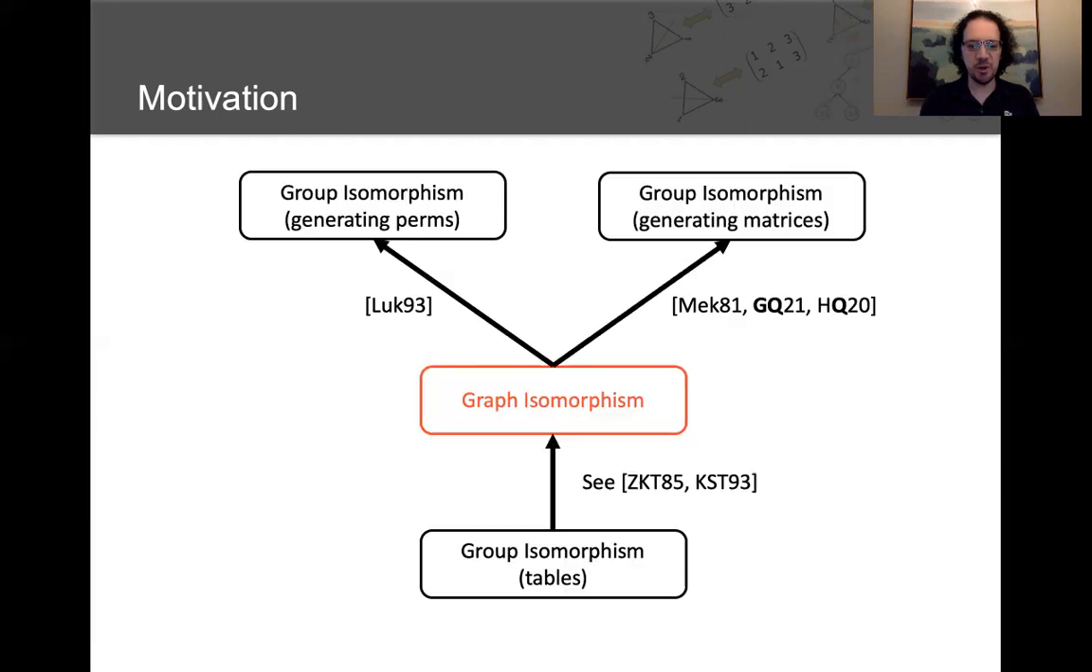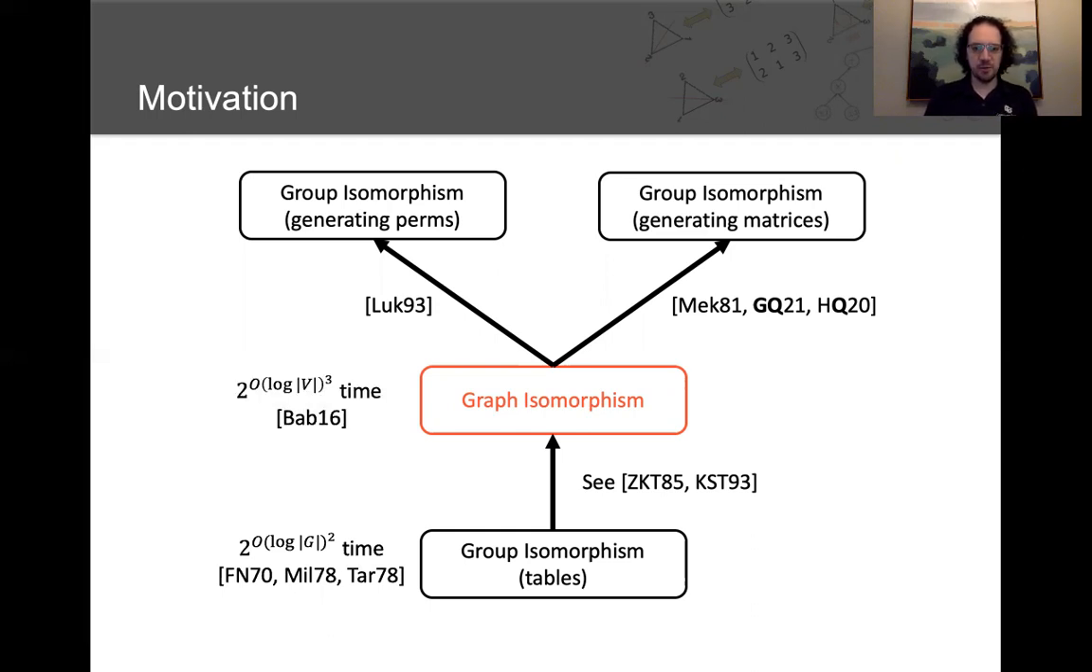So the best we know for group isomorphism is 2 to the log g squared time, where g is the order of the group. And thanks to Babai's result of a few years ago, for graph isomorphism, we know 2 to the log n cubed time. And so group isomorphism really is a pretty salient obstacle to further improvements in graph isomorphism. And in particular, if you want to know if graph isomorphism is in P, that would imply that group isomorphism is in P, which we still don't know.